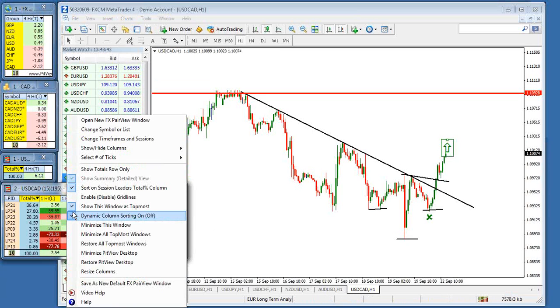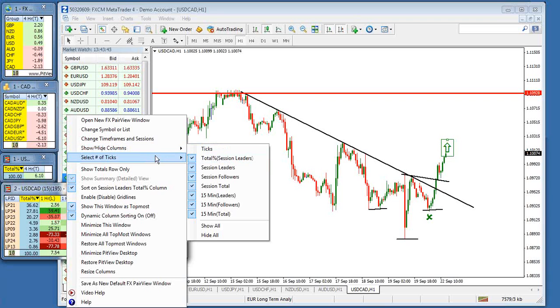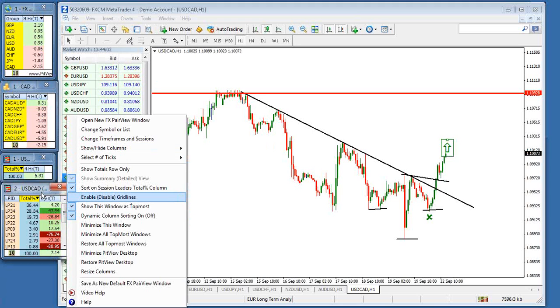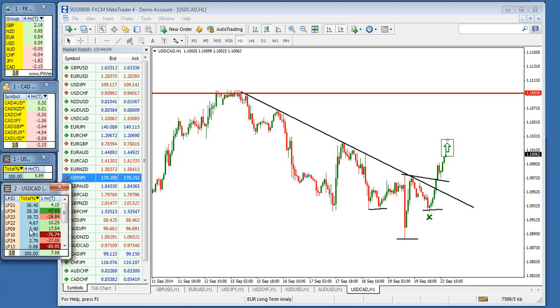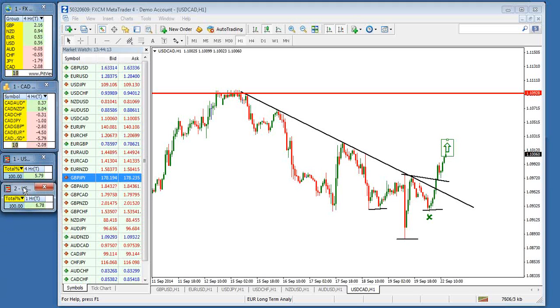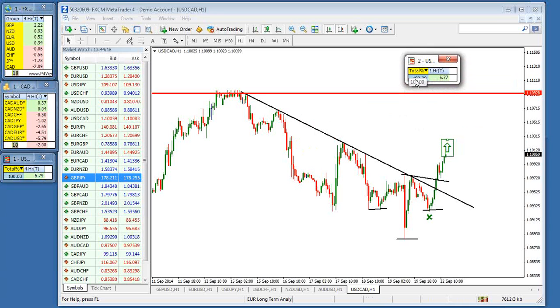Remember, for me, a lot of times when I'm swing trading, I just care about the totals. When you right click anywhere on dollar Canadian, you go to show and hide columns, unclick the session leaders, the session followers, the 15-minute followers, the 15-minute totals, and just keep your session total up. The session totals are going to be your hourly time frames. And if this is still an eyesore, looking at all the different market makers, what I do is take mine up to where all I see on my chart is just the 100% of the market maker activity, just the totals.